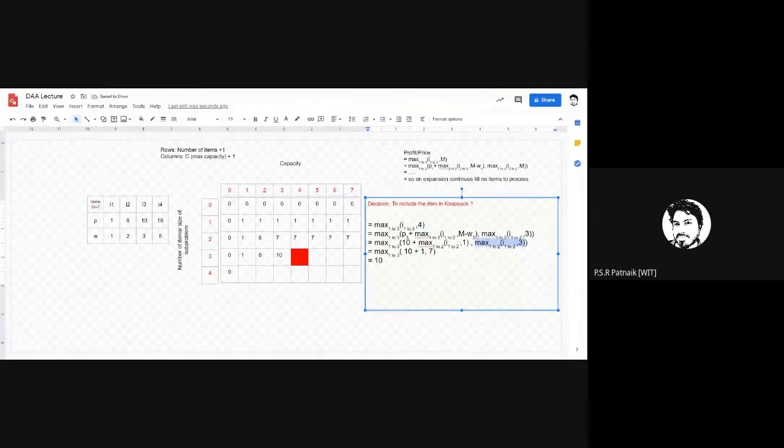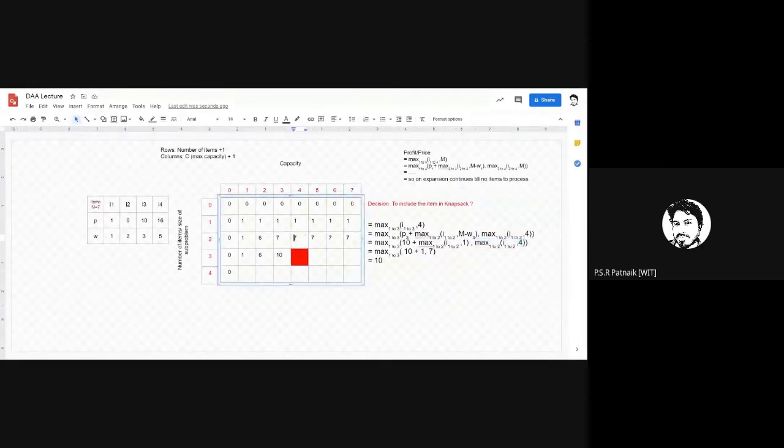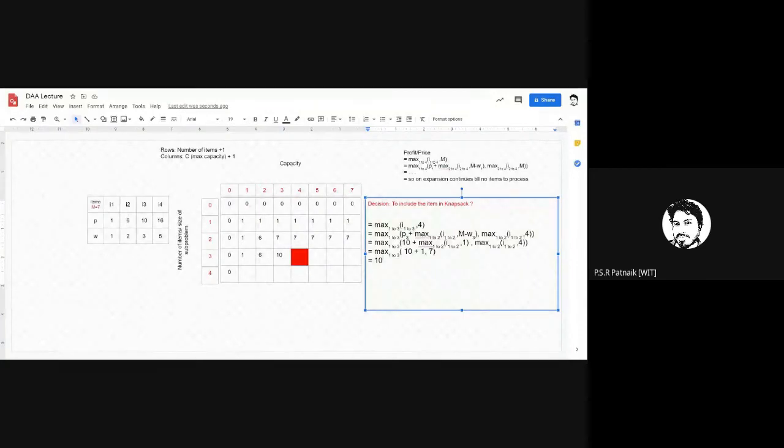Maximum profit you get when the sack capacity is 4. So what is this value? Max 1 to 2, two items to process, sack capacity is 4. What's the max of this? 7. So what is the max of this? 11.